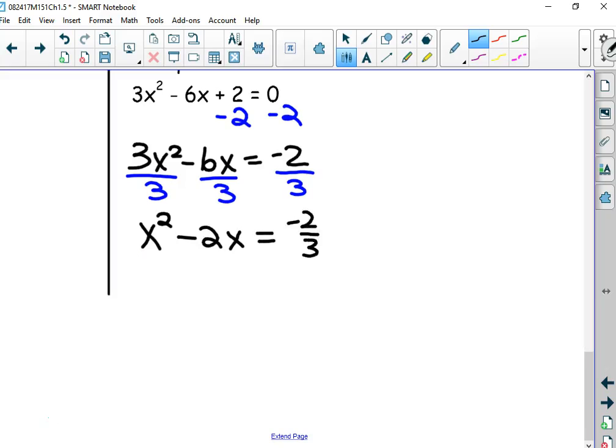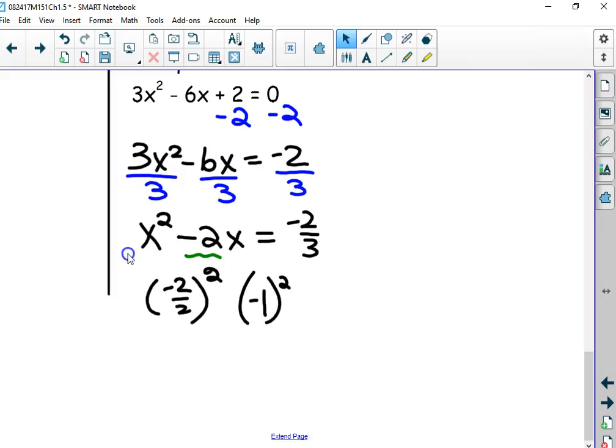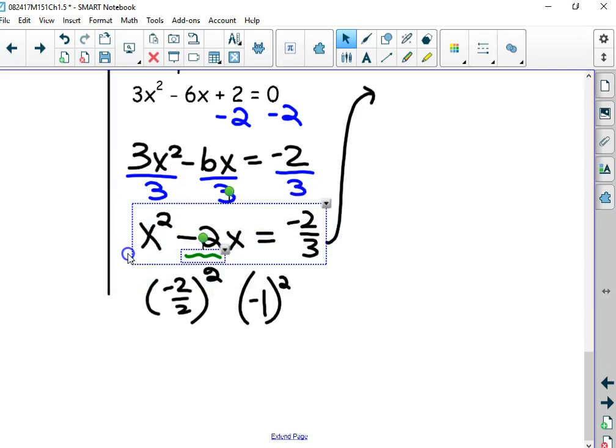All right, now we use this number to calculate what we have to add to both sides. So negative 2 over 2 all squared. That gives us negative 1 squared, which is a positive 1. So we are going to, on the next step, add 1 to both sides.